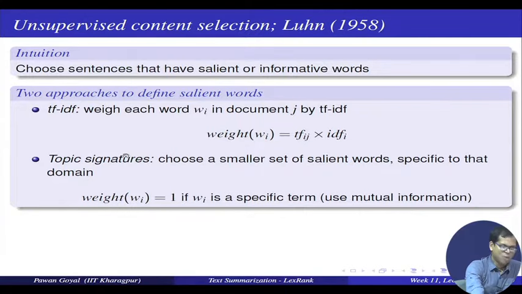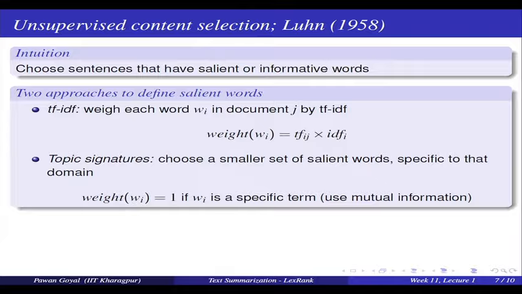Second approach would be you define what are your topical words, what are your content or domain specific words, and then take sentences that contain more of these topic bearing words. So you define something like a topic signature, and you choose a smaller set of words that are specific to that domain, and weight of word WI can be 1 if WI is a specific term in that domain and 0 otherwise. So if you are talking about politics, there are certain terms that are very important to this domain, and they are called topic signatures for this domain, and whichever word is in this topic signature is given a weight 1, otherwise 0.